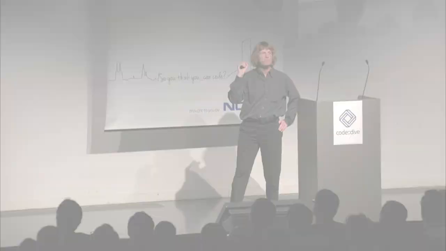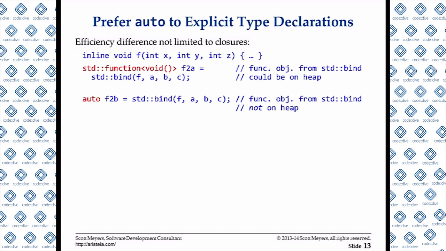And I want to point out that the fact that auto is more efficient at storing function objects is not something that is limited to lambdas.